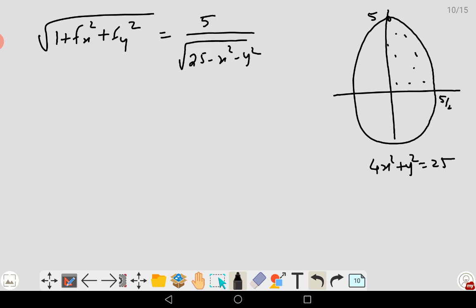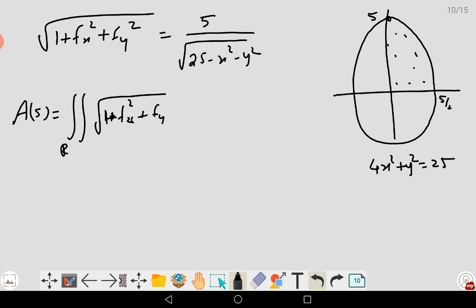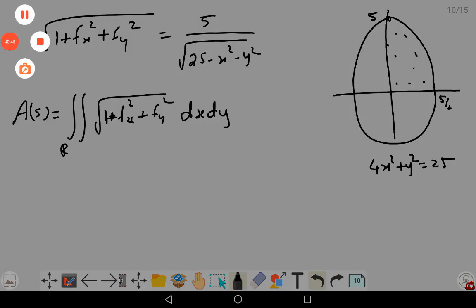Okay, and now when we want to integrate with respect to x first, I write the formula here. Area of S is the double integral over the region R. Let's write the limits later. The square root of 1 plus fx whole square plus fy whole square, dx dy is given.